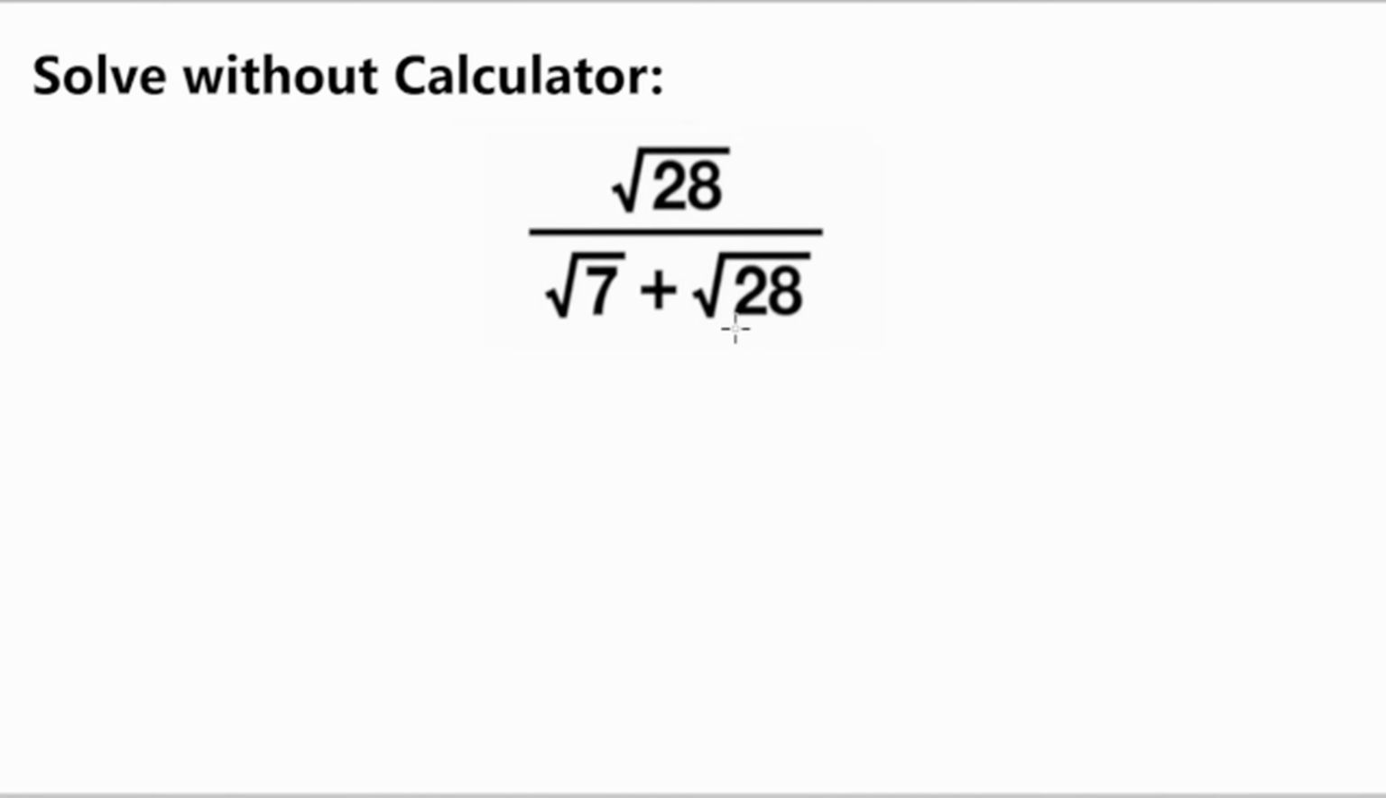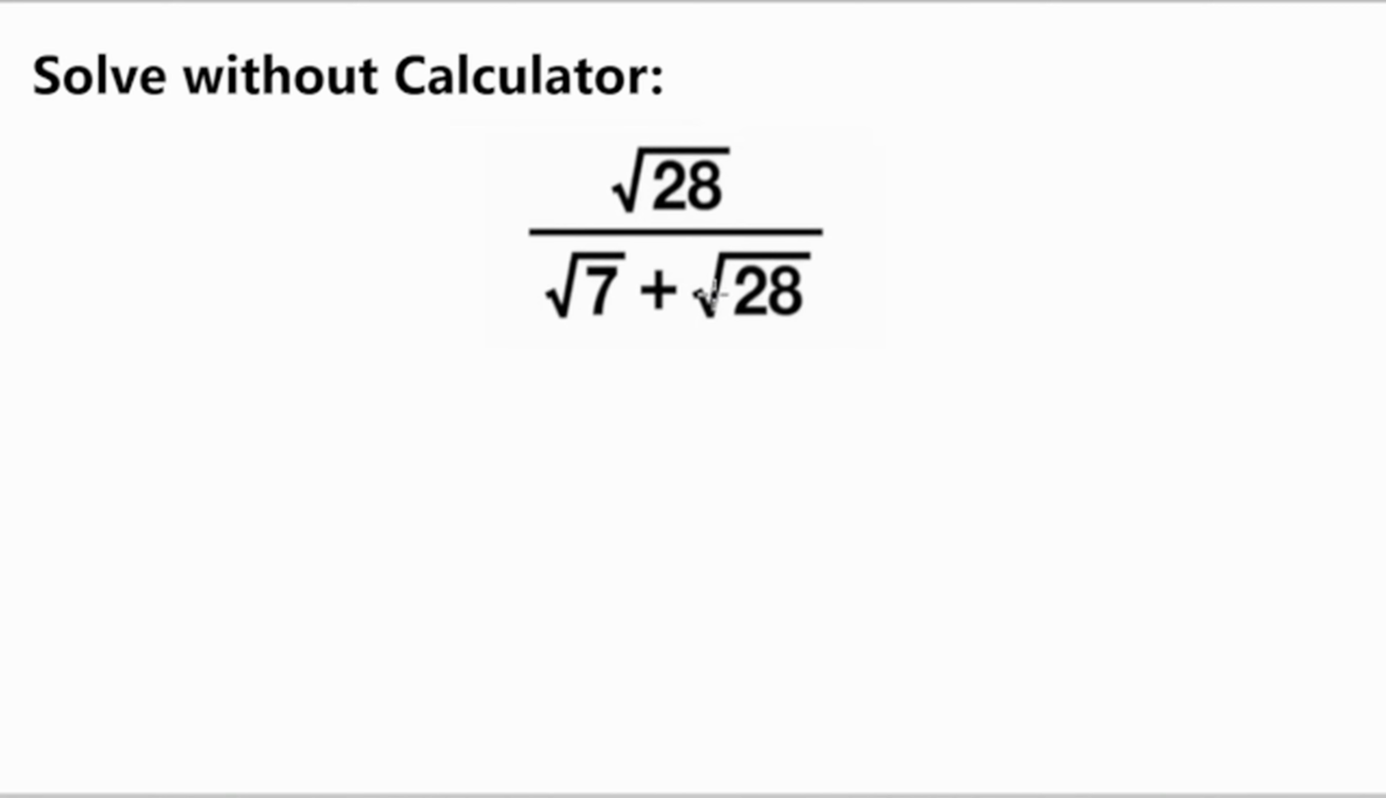So let's start. The first thing that you might think of doing is canceling out the square root of 28 here and the square root of 28 here, but you cannot do that because in order to do that, this square root of 28 here has to be multiplied to this square root of 7, but it's being added, so you cannot just cancel it out like that. So what should we do instead?